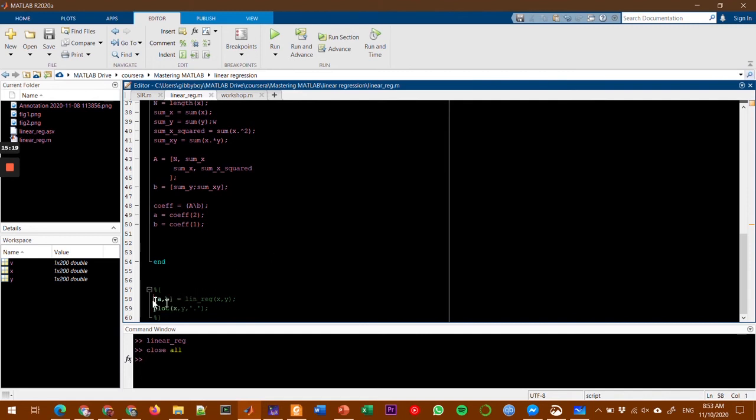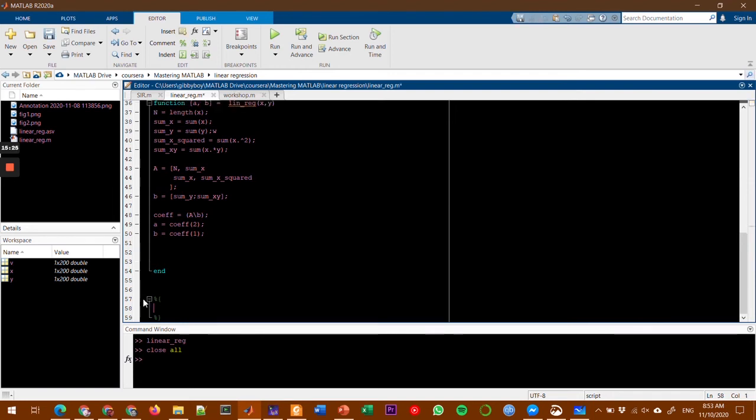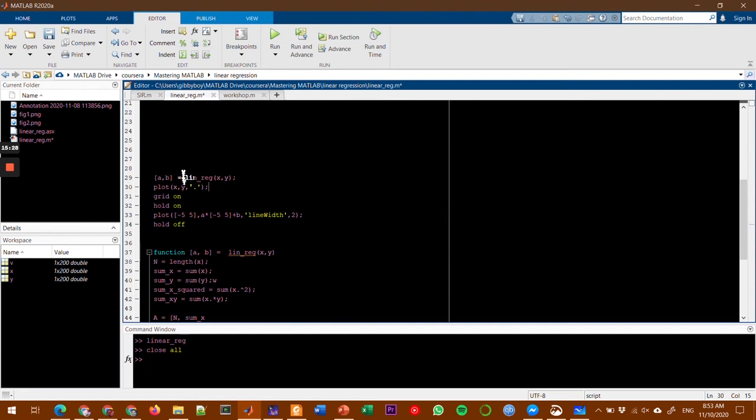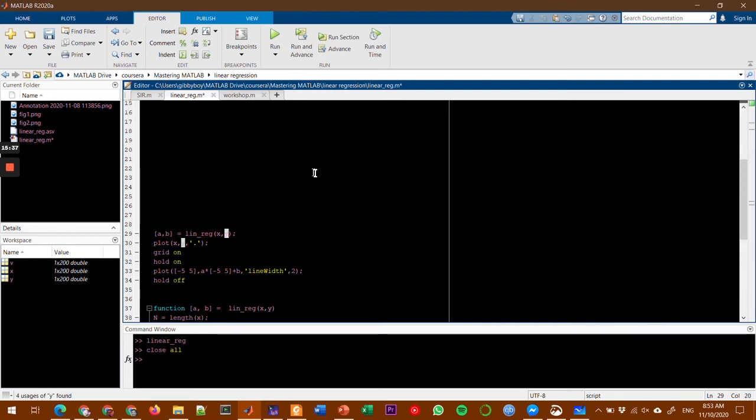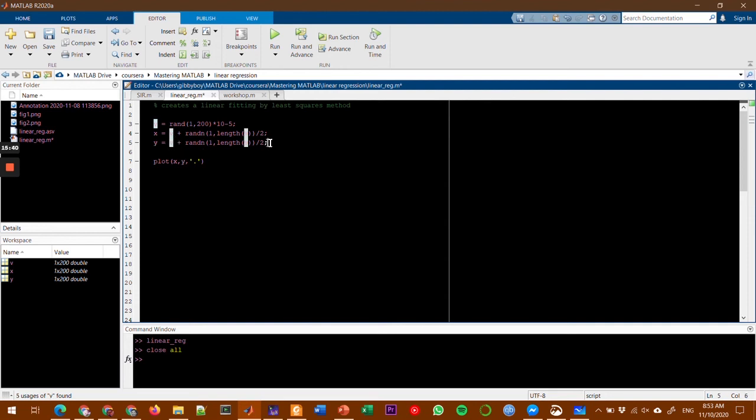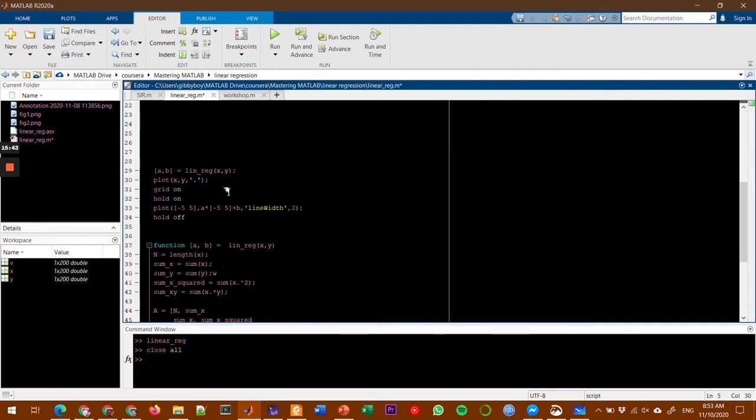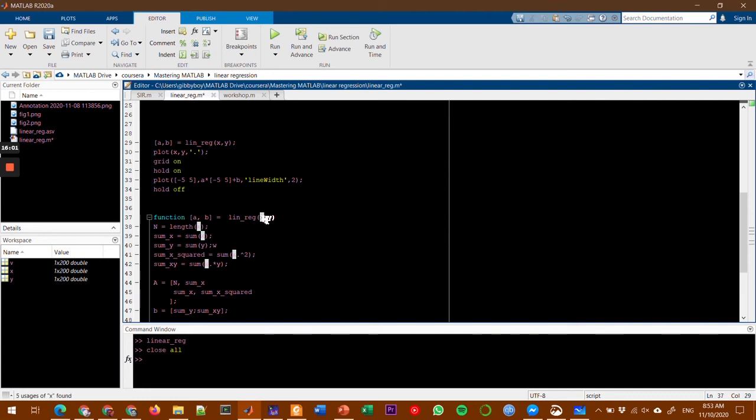Next is the function for the linear fit. The function is linear regression, and the input is x and y, the x and y here. And then I plot it. Okay? So I plot the original data, and then I also plot the linear fit. The function is given by this.